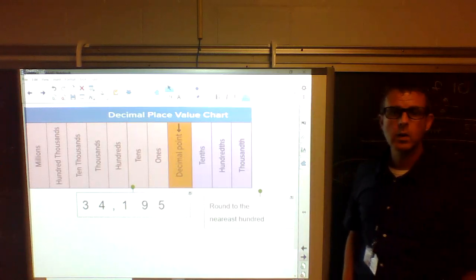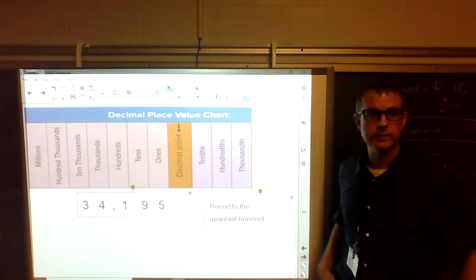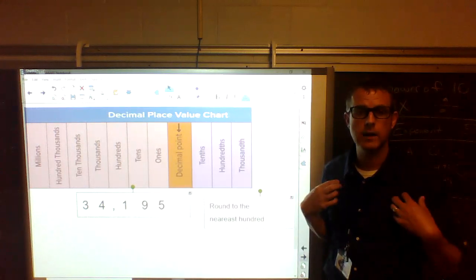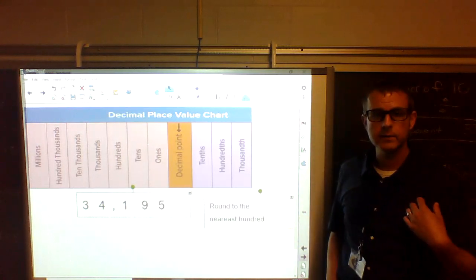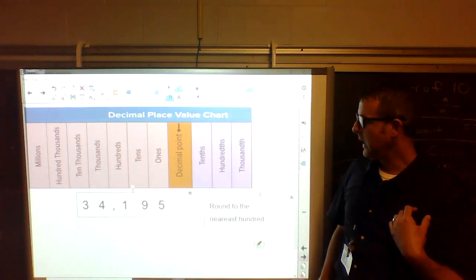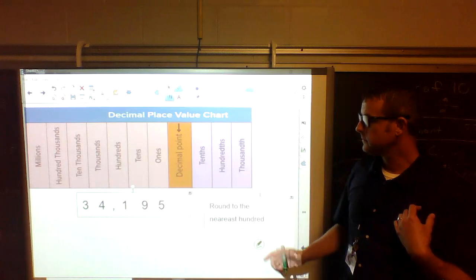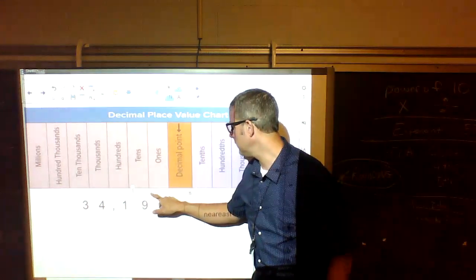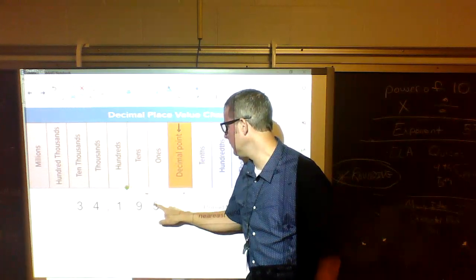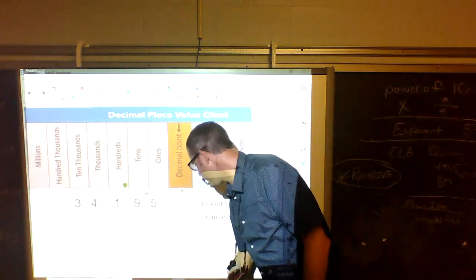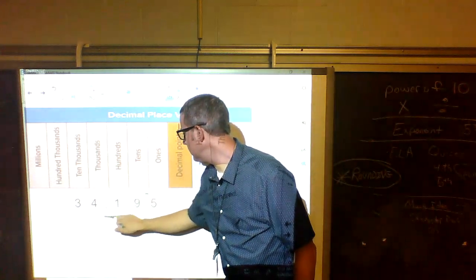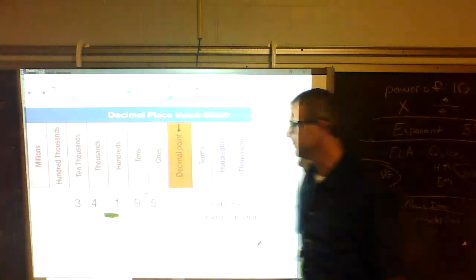All right, so let's go to our chart. What does it say to do first? It says to underline the digit or the place value column that we're rounding to. It's telling us to round to the nearest 100, so I need to go to my 100 column and underline it. Now my number's off a little bit. I'm going to slide this over a little bit just so it lines up a little bit better. But I'm just going to underline this 100 column, and in this case, it is the 1.